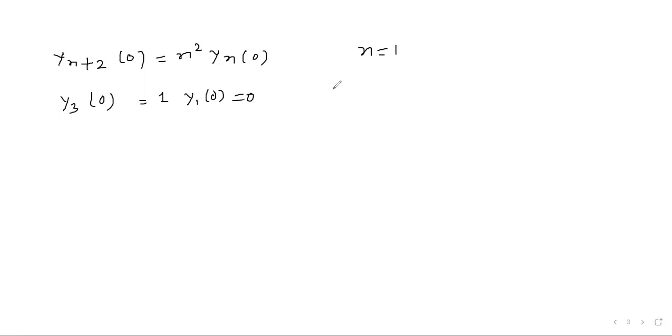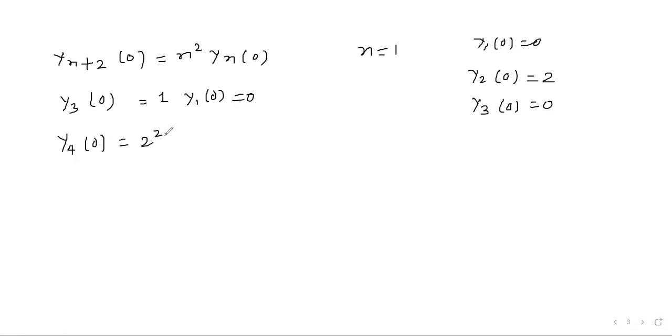So we have got y30. We have got y10 is 0. y20 we have got as 2. And y30 we have got as 0. Now let's put n equal to 2. So y40. So this will be 2 square times y20. And y20 is 2. So this will become 8, or 2 square into 2. We can write 2 square into 2. So this is y40 is 2 square into 2.